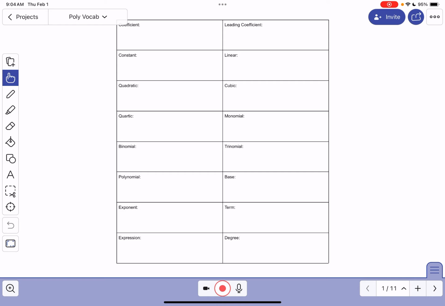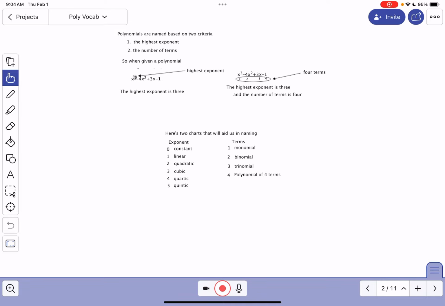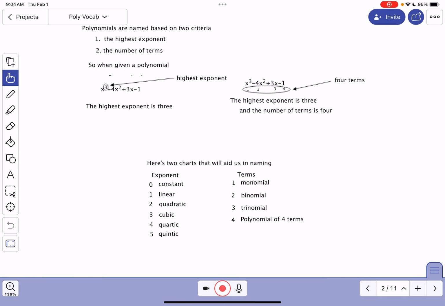So page 1 is this page with the vocab. Look it up. You can either look it up on your computer, your phones. You can look in the binder, whatever works for you, but you just want to get this vocab. Then we're going to go to naming polynomials.